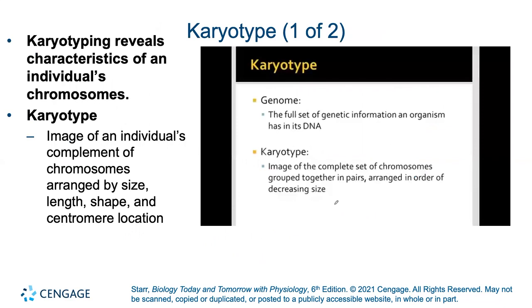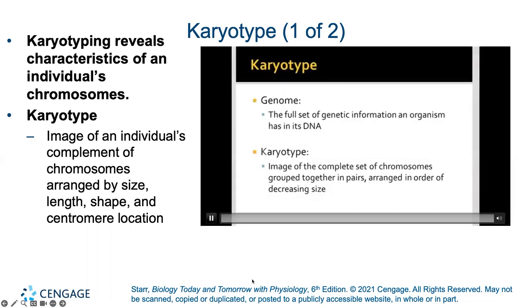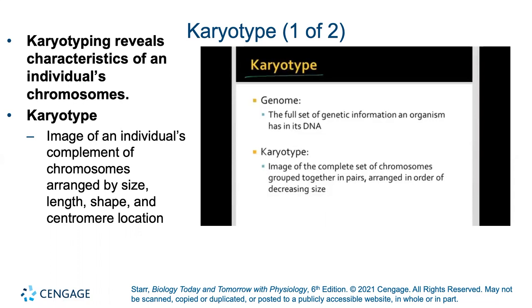Karyotyping reveals the characteristics of an individual's chromosomes. The karyotype is an image of the individual's complement of chromosomes arranged by size, length, shape, and location of centromeres. Okay, so let's take a look at how karyotyping is done. In this video, I'm going to talk about karyotypes. First, though, a karyotype will basically show a zoomed out picture of an organism's genome. An organism's genome is its full set of genetic information in its DNA, including all of its genes.